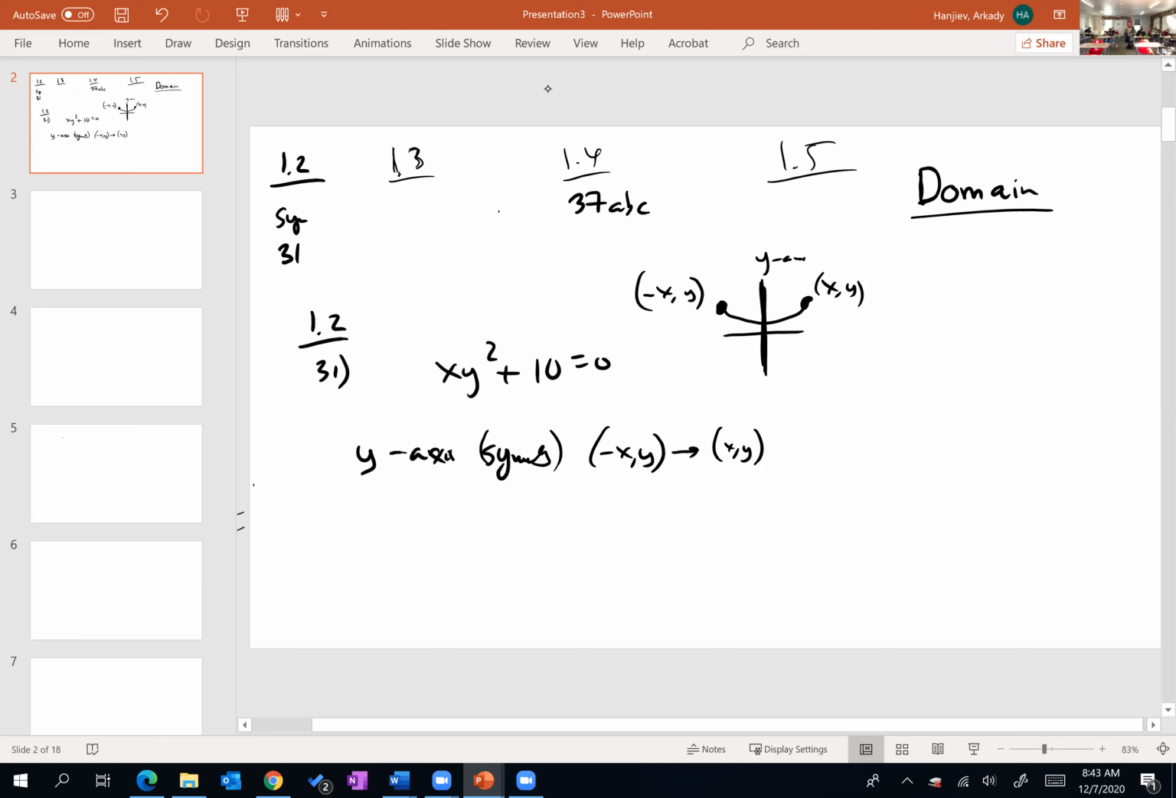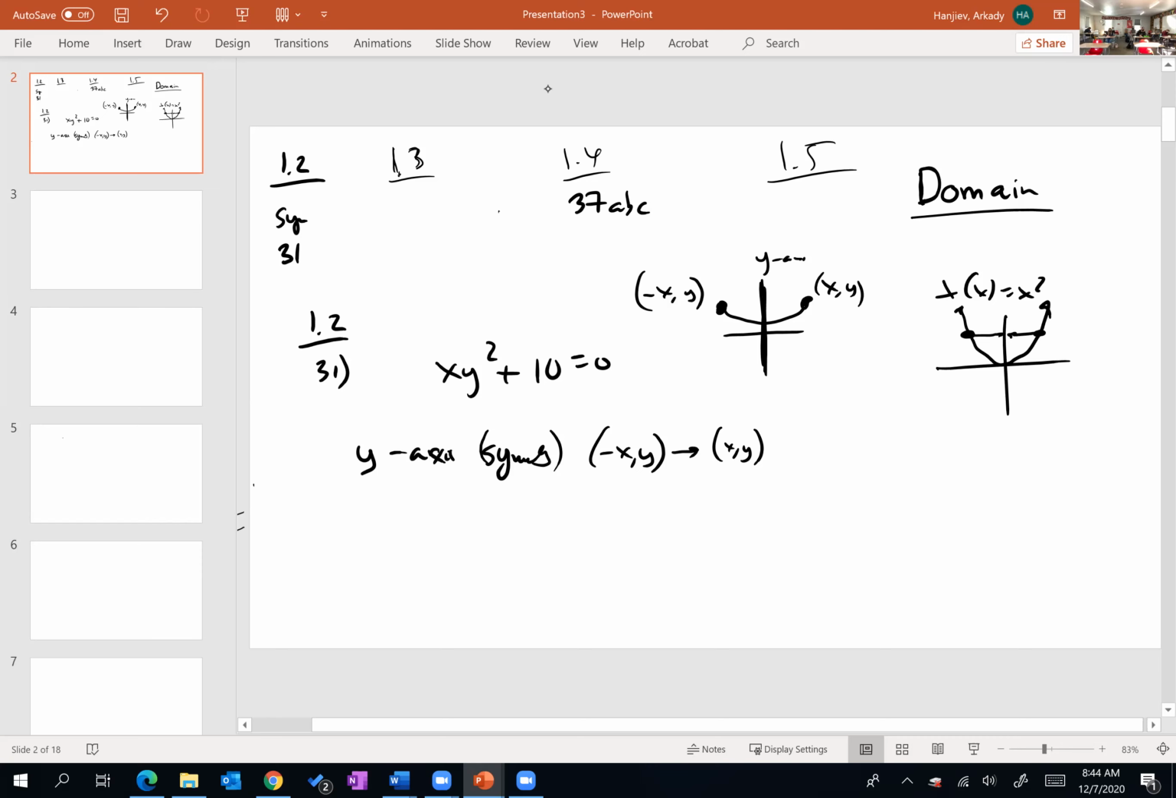A good example would be something like this. F of x is equal to x squared. X squared is a pretty good example because notice it's symmetric about the y-axis. So if you plug in a negative x, it still gives you the same value as plugging in a positive x. It still gives you the same y. So y-axis symmetry, here it is.